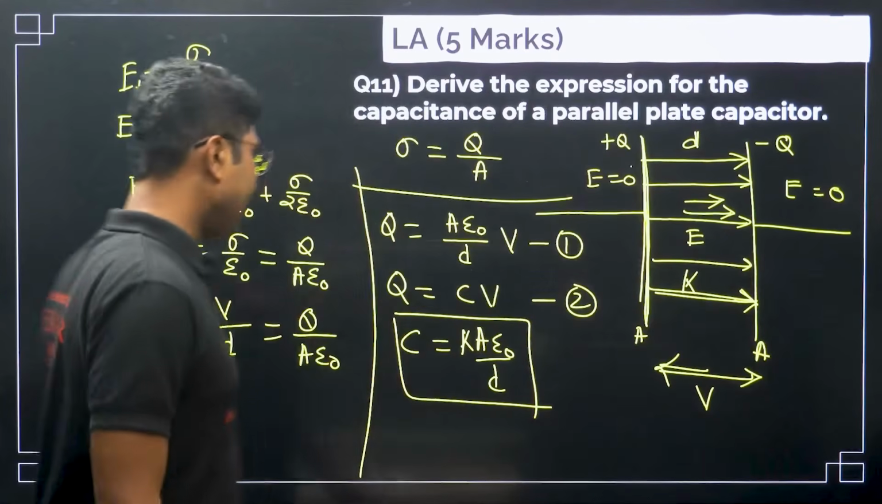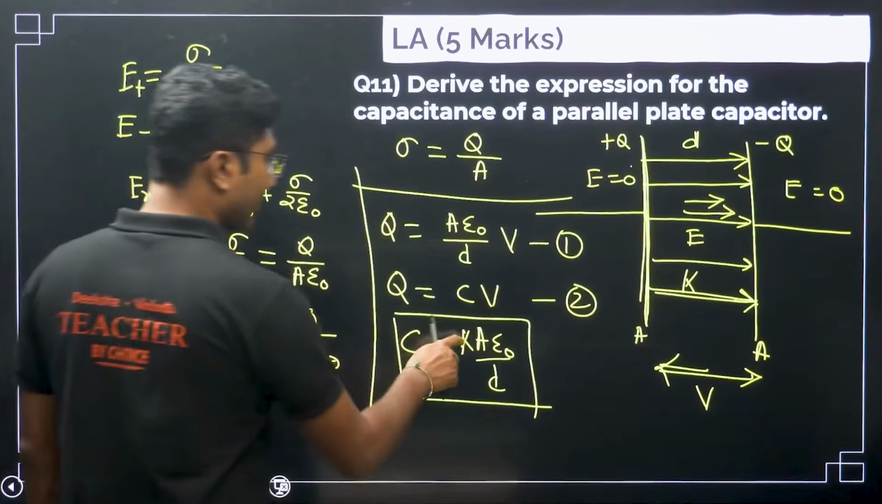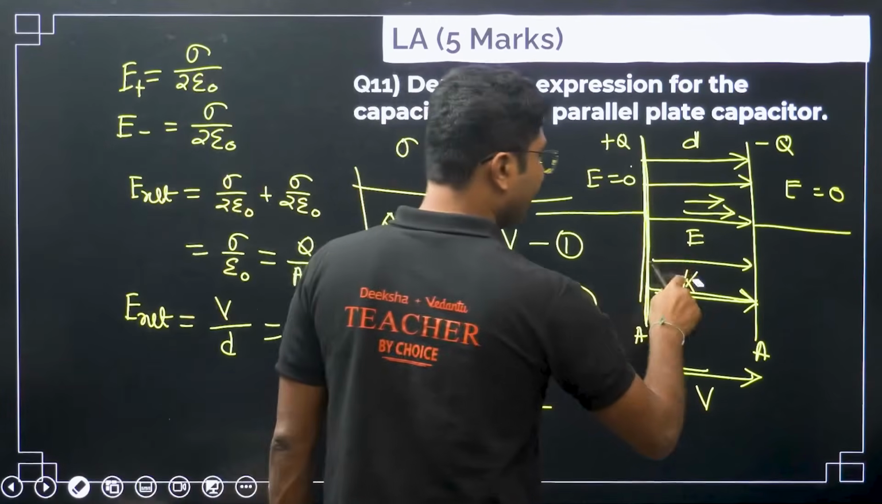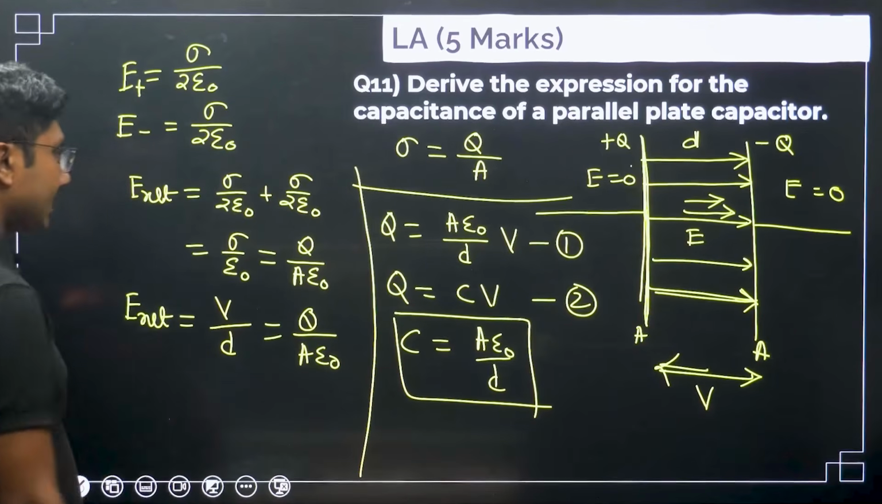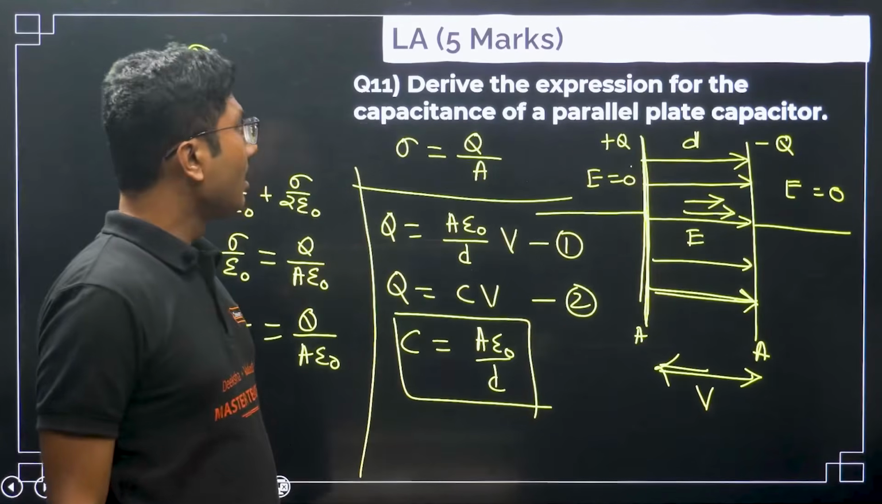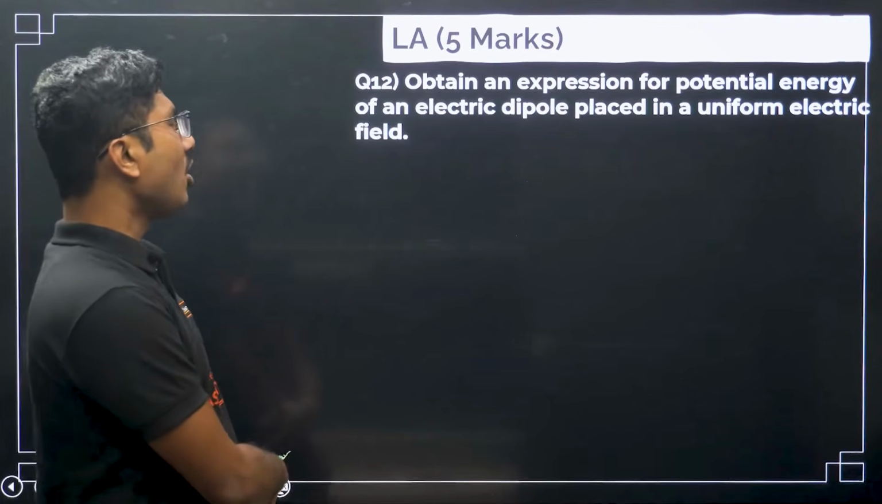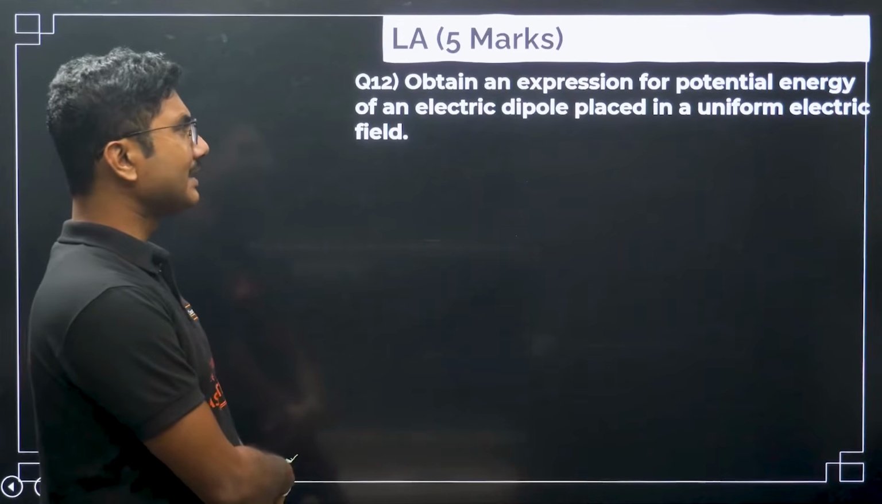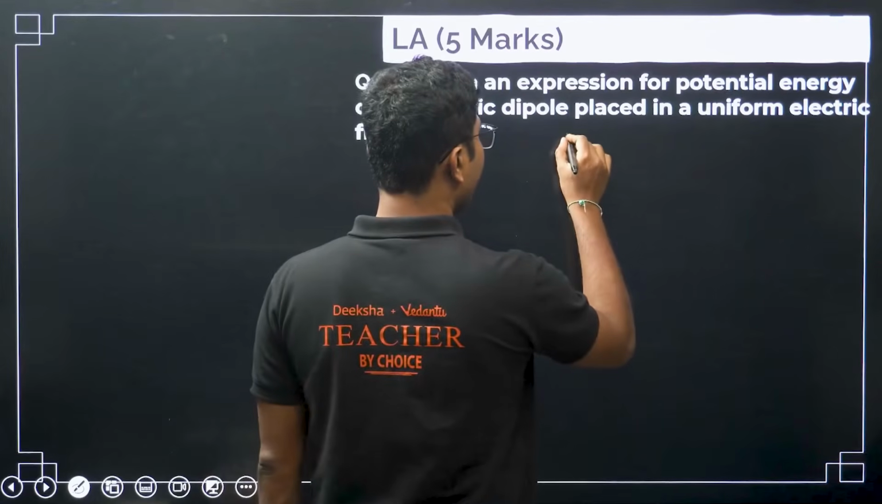Okay, but in this derivation K is not required. But you should remember that, especially if you are preparing for any competitive exam, definitely air capacitors will not come. Next question: obtain an expression for potential energy of an electric dipole placed in a uniform electric field. So let us do that as well.